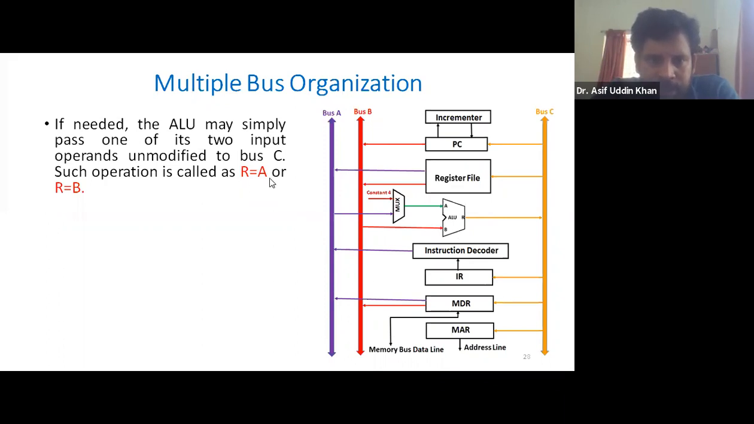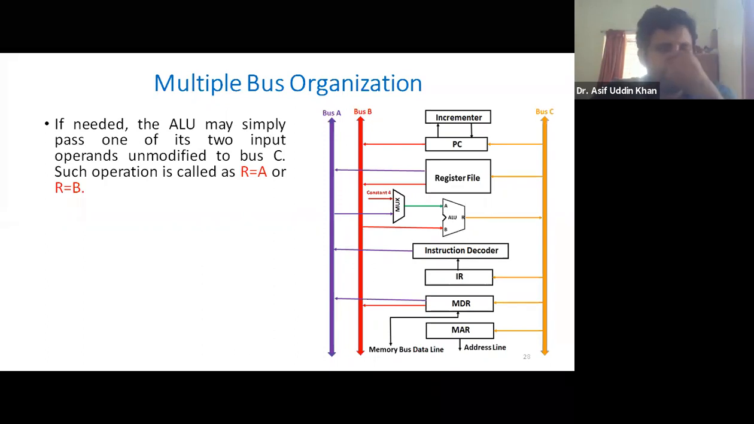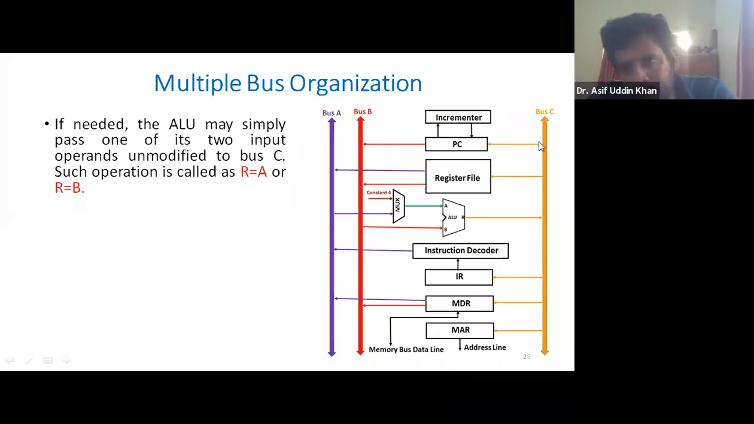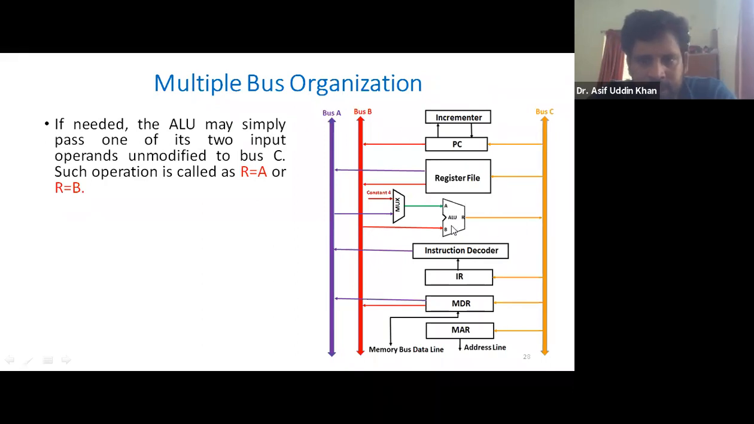R equals A means the data is just forwarded from bus A to bus C. Then R equals B means the data is forwarded from bus B to bus C. Directly it is forwarded, it is not processed. Okay, is that clear? Yes, sir. So R equals A means data from bus A is directly forwarded to bus C without processing, and R equals B means data is directly forwarded from bus B to bus C without processing by the ALU.